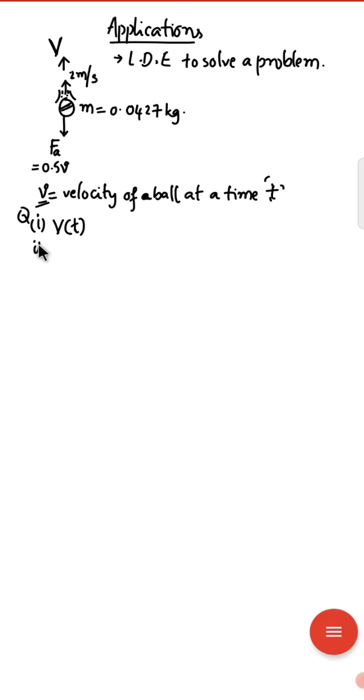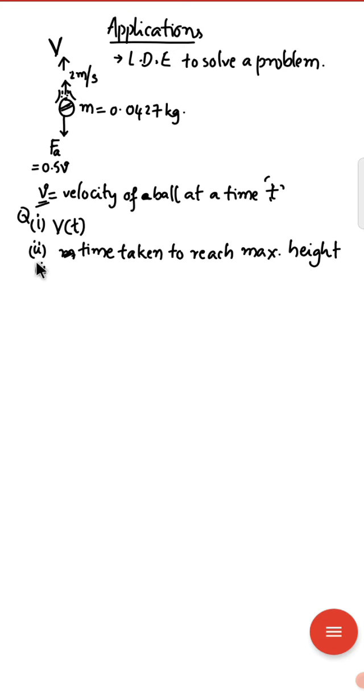Now the second one, they asked us: how long does it take for the ball to reach its maximum height? So what do you do? Time taken to reach maximum height. So this is one, this is also asked.